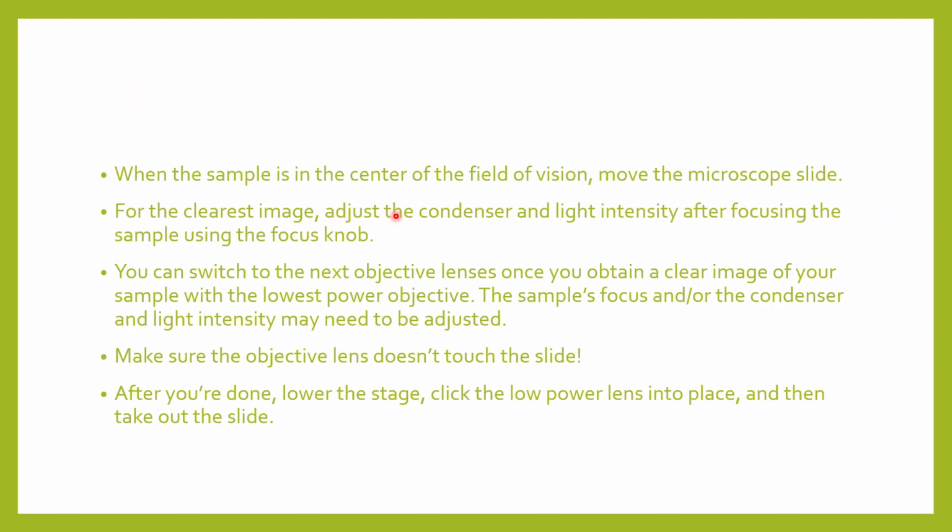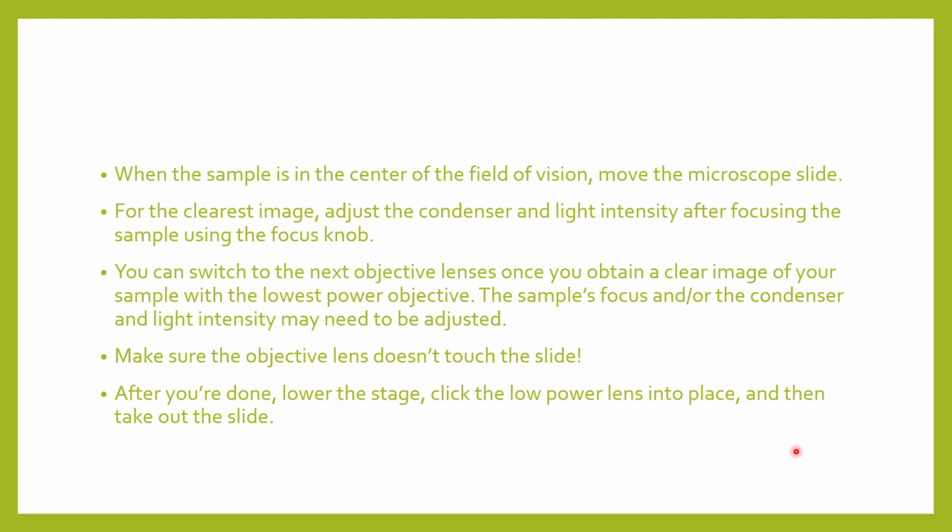When the sample is in the center of the field of vision, move the microscope slide. For the clearest image, adjust the condenser and light intensity after focusing the sample. Using the focus knob, you can switch to the next objective lens once you obtain a clear image of the sample with the lowest power objective. The sample's focus, the condenser and the light intensity may need to be adjusted. Make sure that the objective lens doesn't touch the slide. After you're done, lower the stage, click the low power lens into place, and then take out the slide.